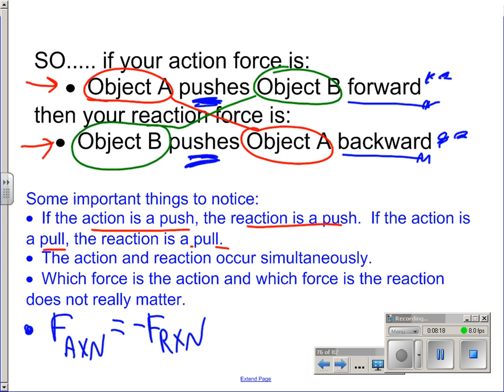And it's a trick question, because they're equal. That's what Newton's third law says. It says the forces are equal and opposite. All right, so watch out for that. That's something that people mix up often.